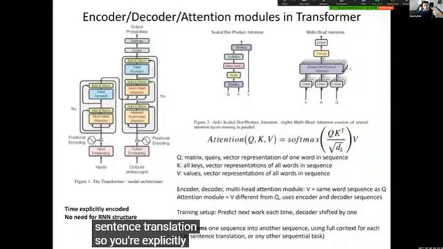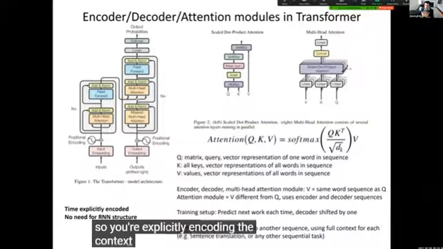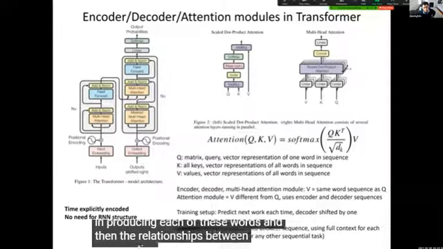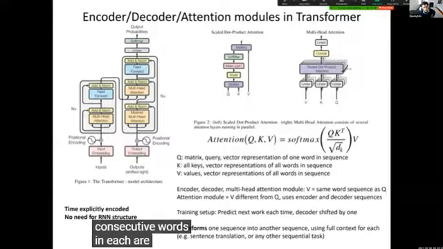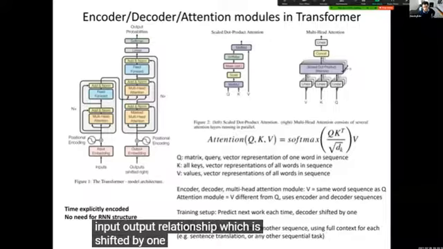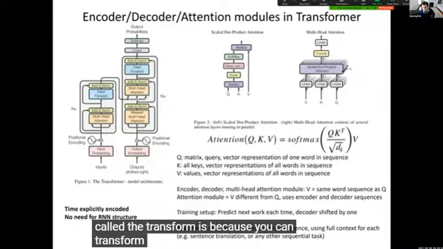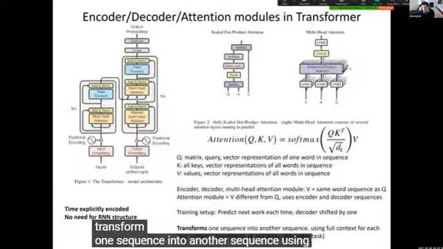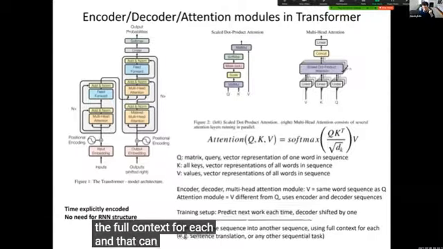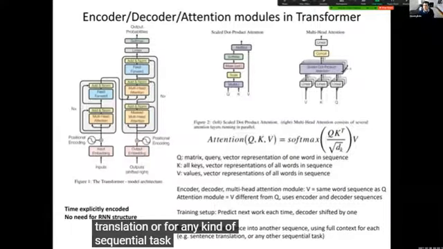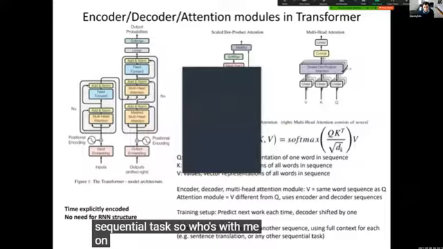So you're explicitly encoding the context information of the entire sentence each time in producing each of these words, and then the relationships between consecutive words in each are encoded in this input-output relationship, which is shifted by 1. The reason why it's called a transformer is because you can transform one sequence into another sequence using the full context for each, and that can be useful for sequence translation or for any kind of sequential task. So who's with me on this?